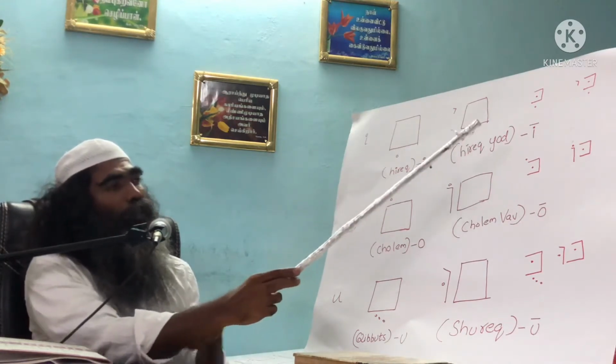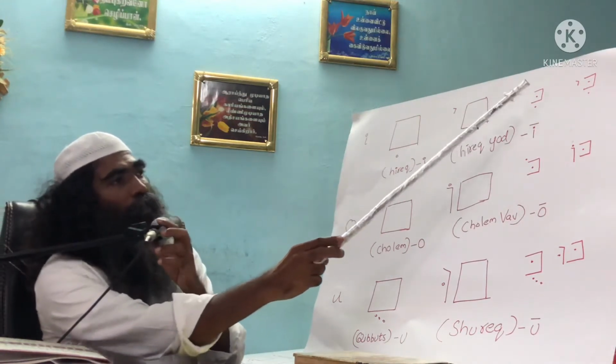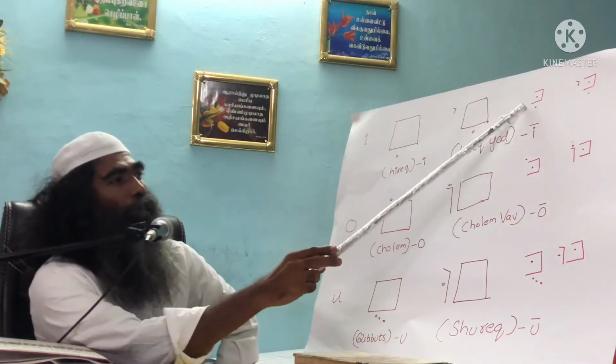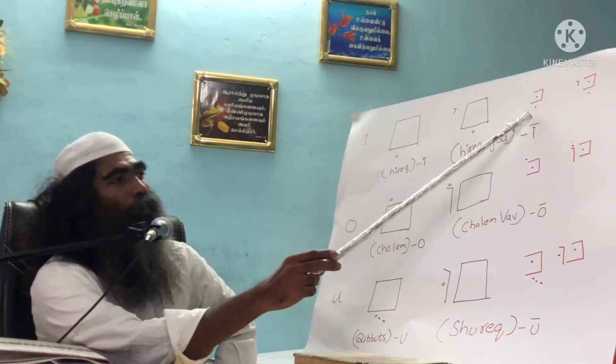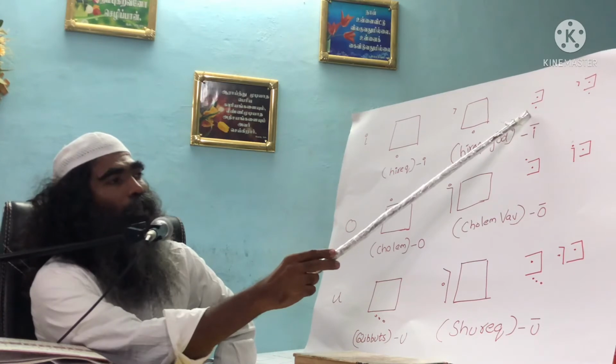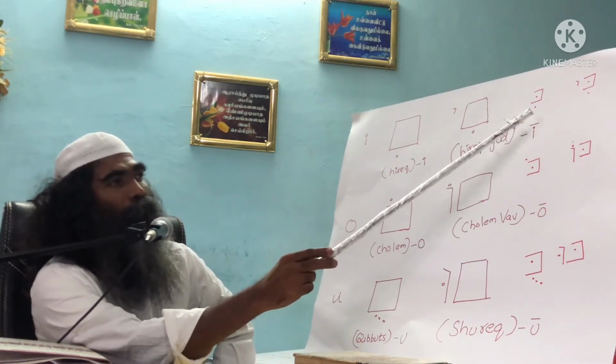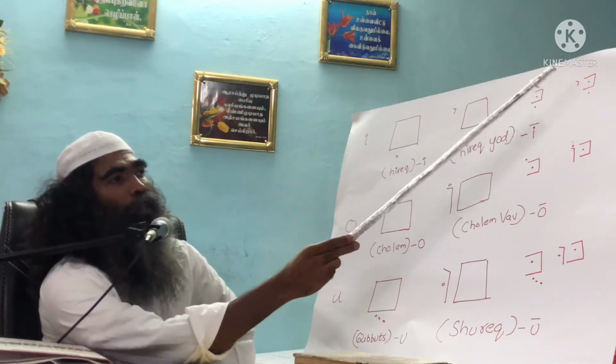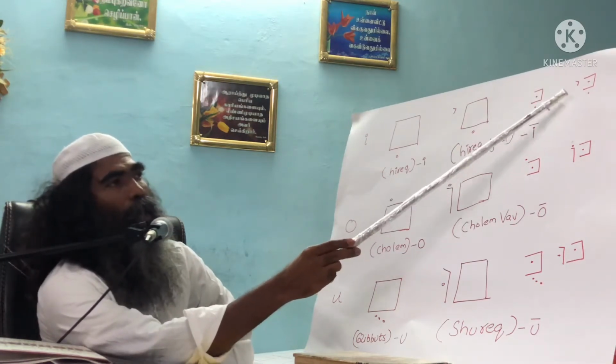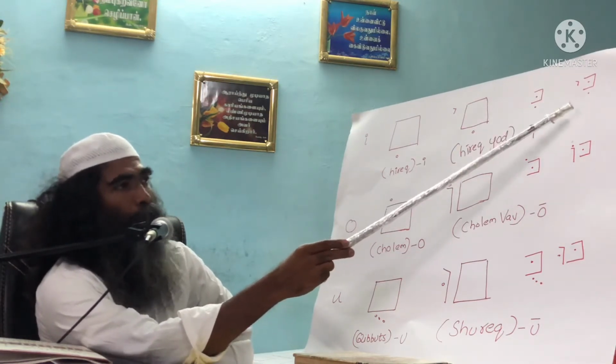Again we will see it with the consonant. B followed by a single dot below is pronounced as Bi. B followed by a single dot below and the yod is Bi.